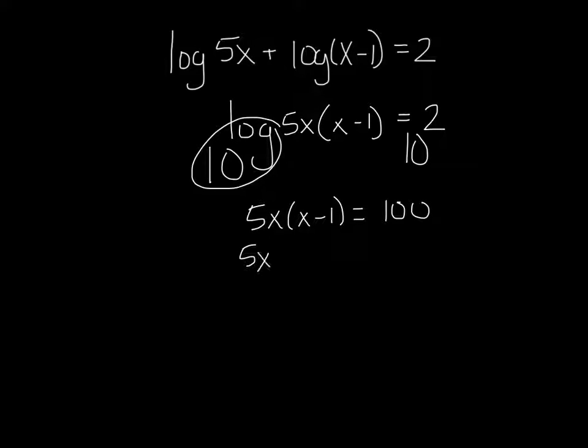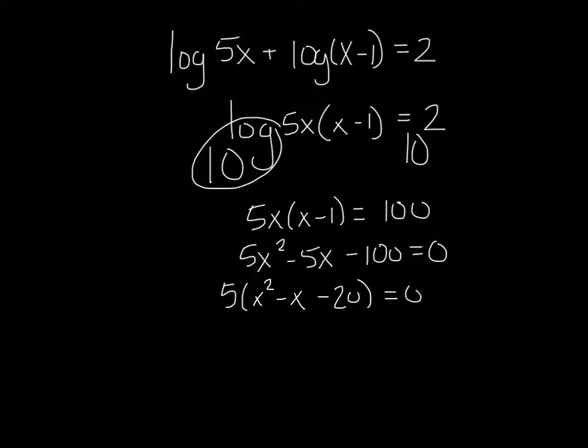Multiply through by 5x. Move the 100 over. And then I can factor out a 5. So now I'm looking at a quadratic. If you see here, I've got a quadratic that I have to solve. So I've got a double bubble. First I'm going to factor out a 5 though, so that it's a little bit easier.